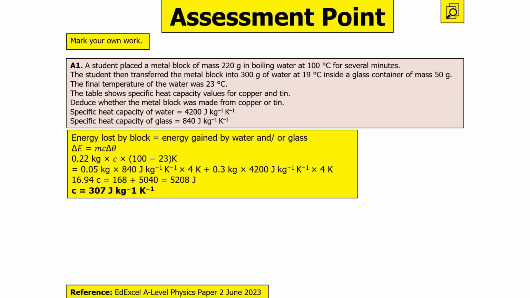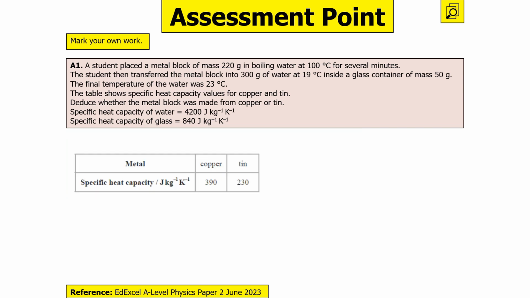So it's 0.05 times by 840 times by 4 plus 0.3 times by 4,200 times by 4. So we can write an equation out and say 16.94 C is going to be equal to 5,208 joules, so therefore C is going to equal 307 joules per kilogram per Kelvin. So as you can see from the previous table, as it is 307, the answer is going to be copper.